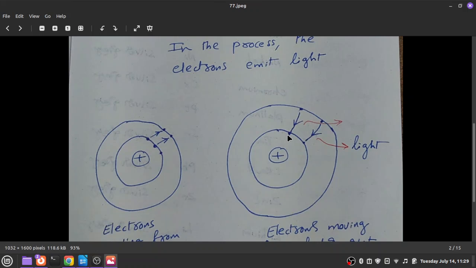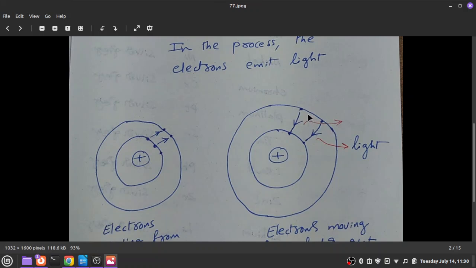See that. First they move from lower orbit to higher orbit. How do they move? Because of heat energy available at room temperature. Why is heat energy available at room temperature? Because of the sun. The sun is producing heat on the earth, and that heat energy results in room temperature of 30 centigrade or 25 centigrade, and that heat energy is responsible for the electrons to move from lower orbit to higher orbit, and again they move from higher orbit to lower orbit. In the process they emit energy in the form of light.